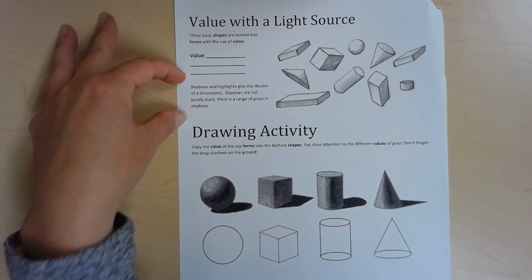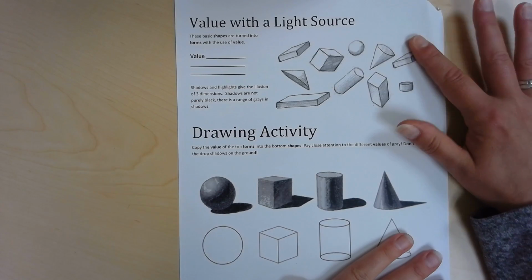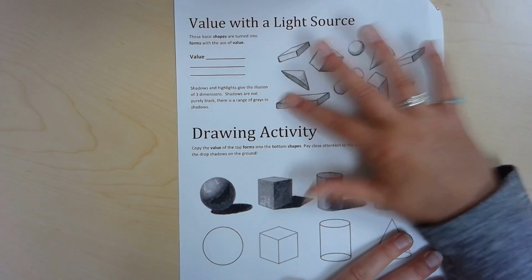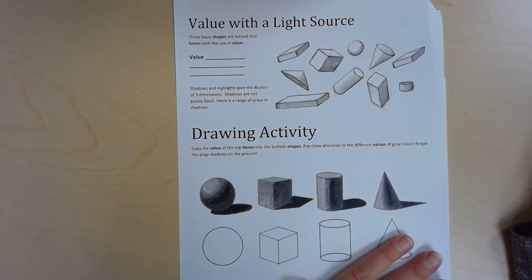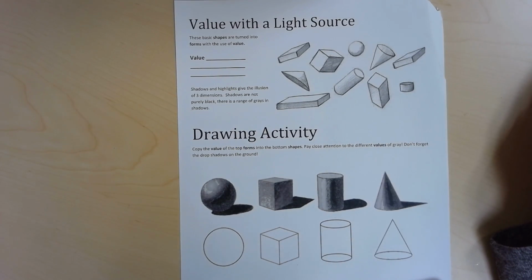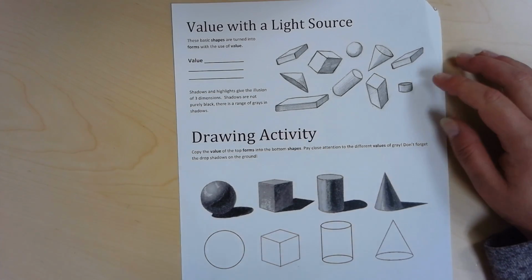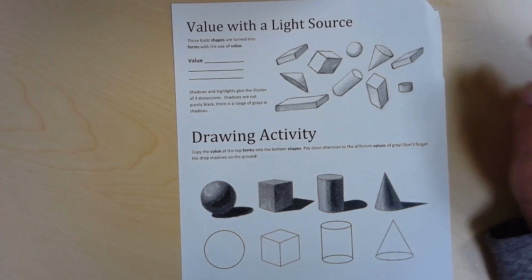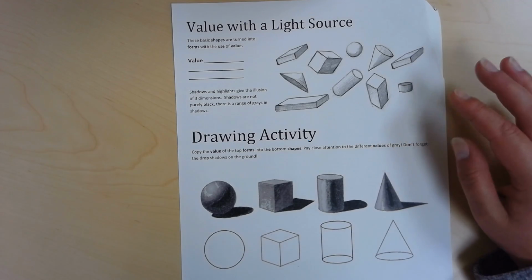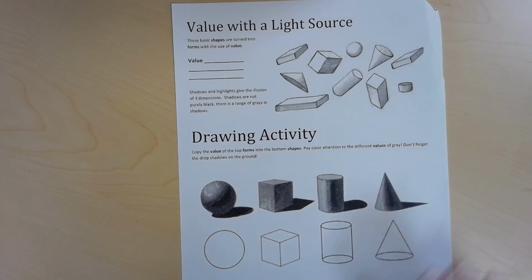So shadows and highlights give the illusion of 3 dimensions, even though we know that these are flat because it's on a piece of paper. They're not 3D, but they look 3D, so it's an illusion. Shadows are not purely black, but there's a range of grays in them, so you don't have to go as hard as you can with your pencil to turn these shadows into a shadow, right? You have different values within that shadow. Light gray, medium gray, darker gray.